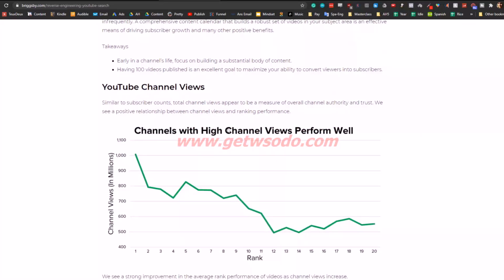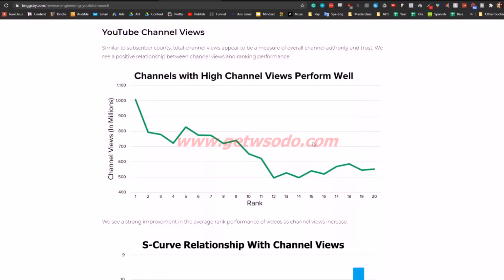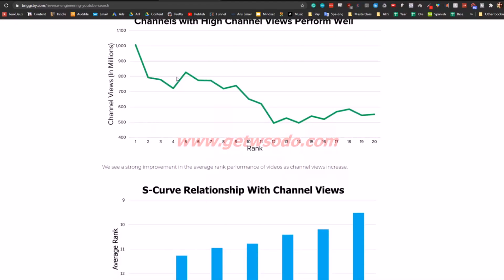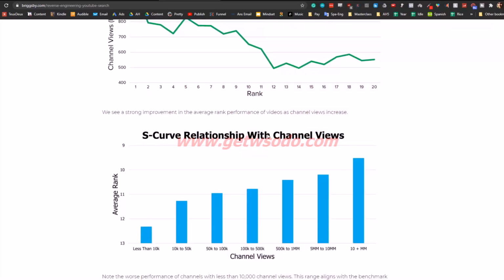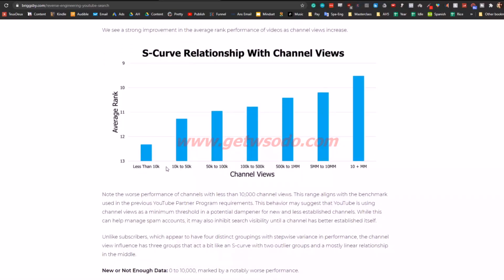YouTube channel views: channels with high channel views perform well. So if it has over a billion right here, it performs more. If it has over 800 million, yeah, you can see the graph. 500 million views on your channel, it helps the ranking as well. S-curve relationship with channel views, less than 100K. So actually, it helps your ranking a lot just having more views on your channel.